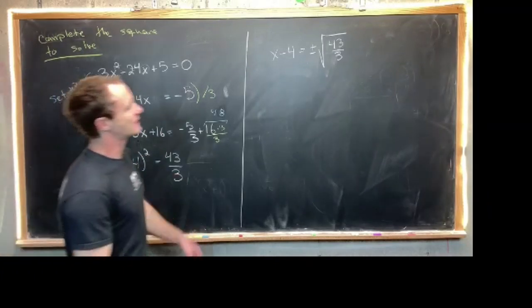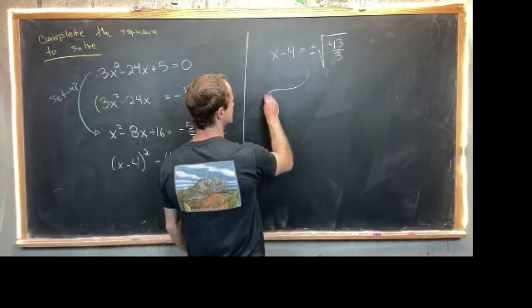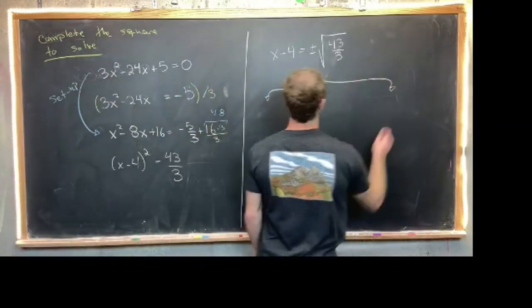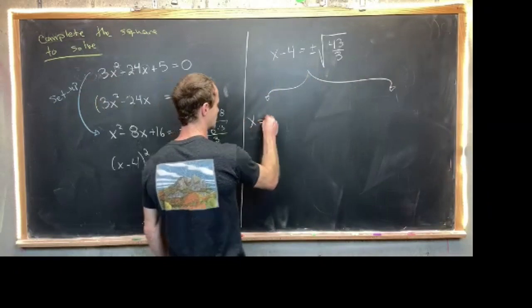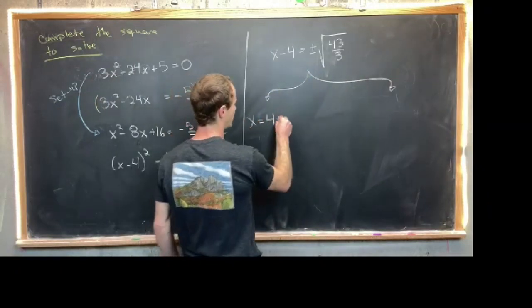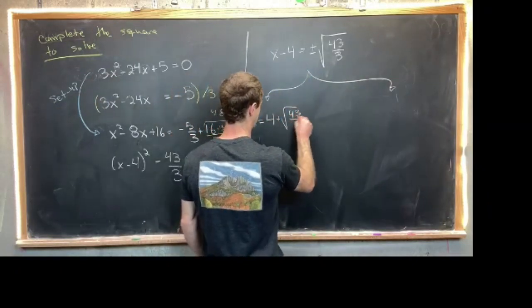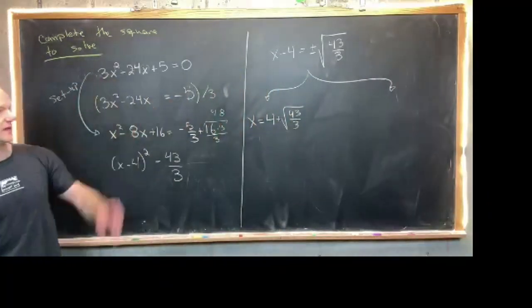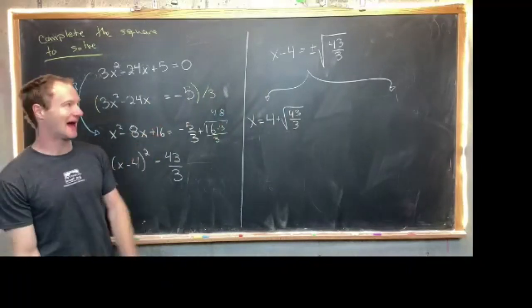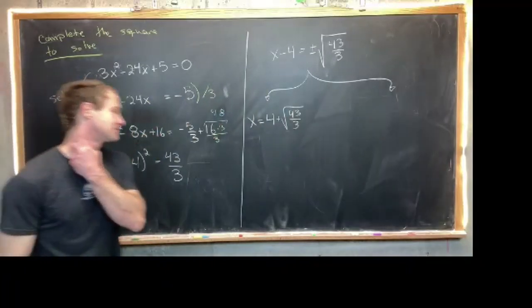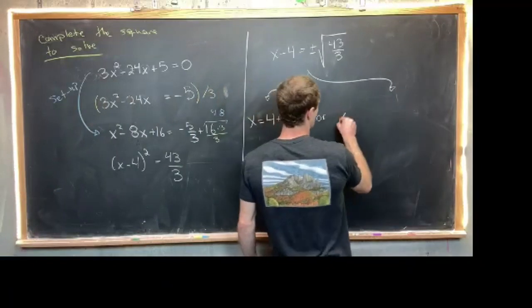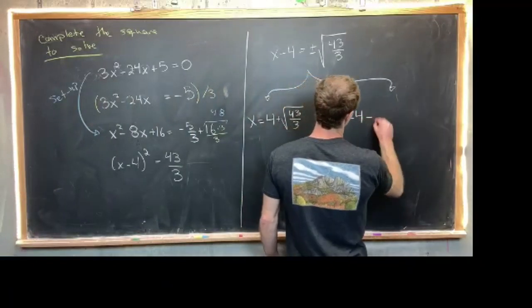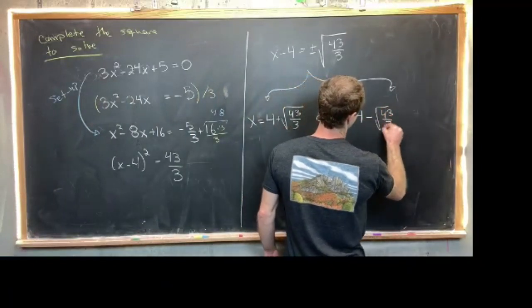Now, I would break this up into two cases, and that will give us our two solutions. So we have x equals 4 plus the square root of 43 over 3. So that's what we get from the positive square root. Notice I've just added 4 to both sides. Or x equals 4 minus the square root of 43 over 3.